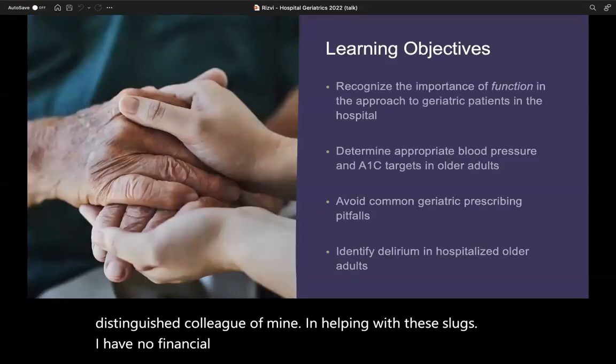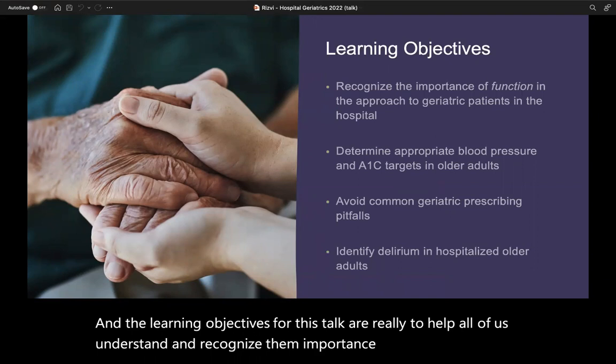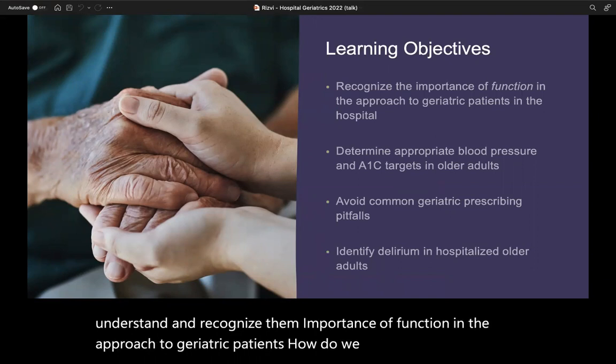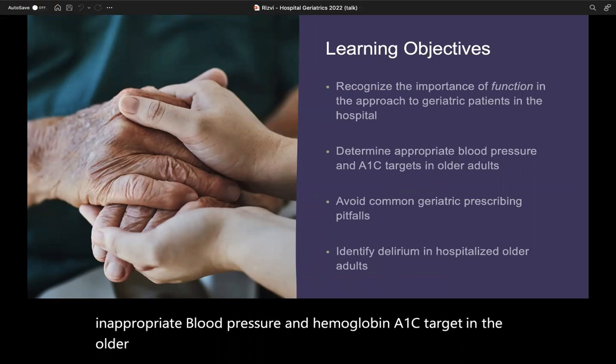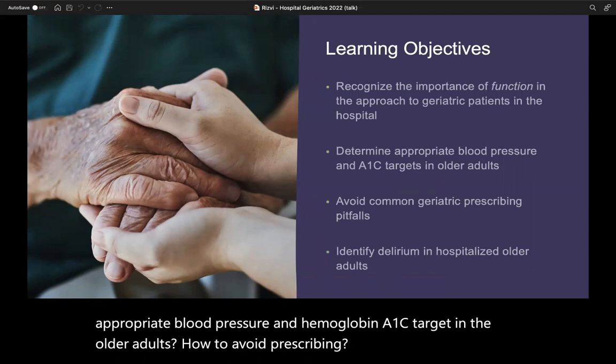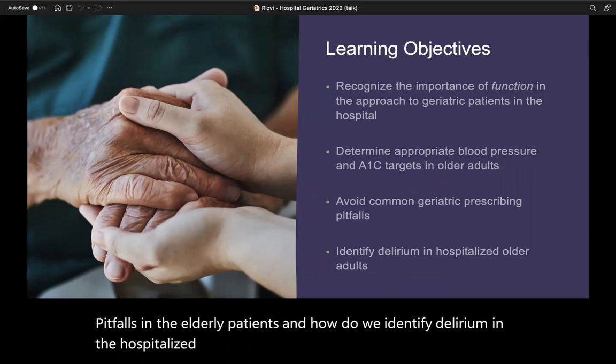And the learning objectives for this talk are really to help all of us understand and recognize the importance of function in the approach to geriatric patients. How do we determine what's an appropriate blood pressure and hemoglobin A1C target in the older adults? How to avoid prescribing pitfalls in the elderly patients? And how do we identify delirium in the hospitalized older adults? So some of the very high yield topics that keep getting tested in geriatrics.